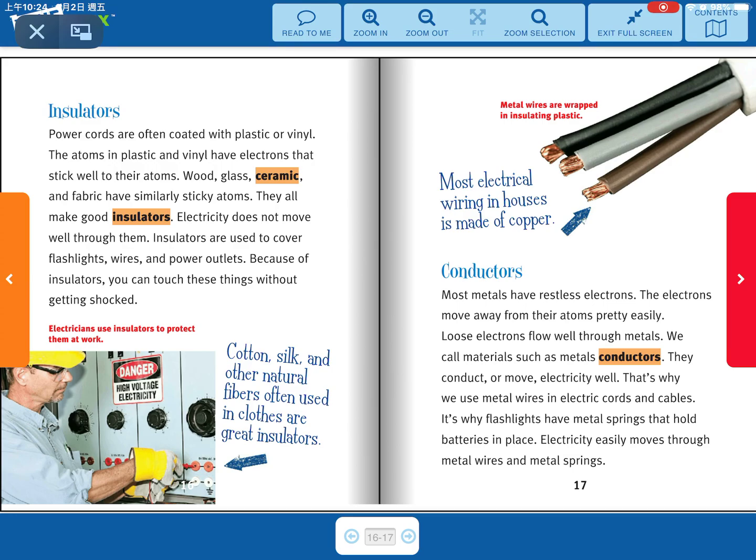Insulators are used to cover flashlights, wires, and power outlets. Because of insulators, you can touch these things without getting shocked.